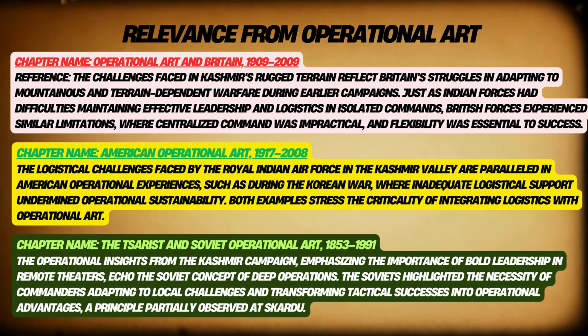The challenges faced by Indian forces in Kashmir's rugged terrain mirror Britain's struggles during earlier campaigns in mountainous regions. Both faced difficulties in maintaining effective leadership and logistics in isolated commands. Just as centralized command was impractical in these terrains, the success of both Indian and British operations relied on flexibility and adaptability in leadership. Next is American Operational Art, 1917 to 2008.